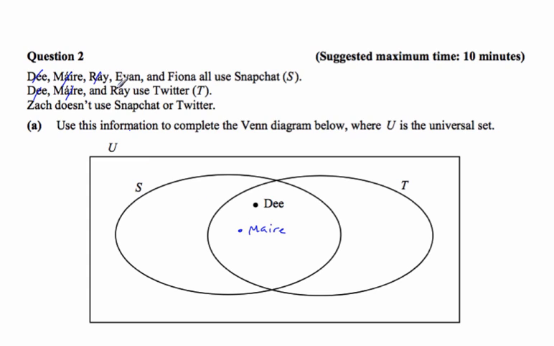We've also got Ray, who uses both. So he can go in here too, in the intersection. We also have Evan. Now Evan only uses Snapchat, so Evan will be over in this section here, the Snapchat section. Evan uses Snapchat but doesn't use Twitter. And Fiona is the same.